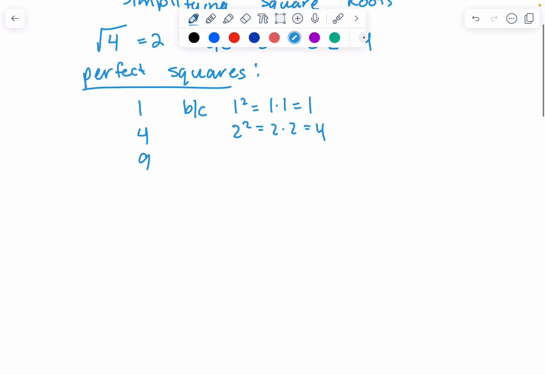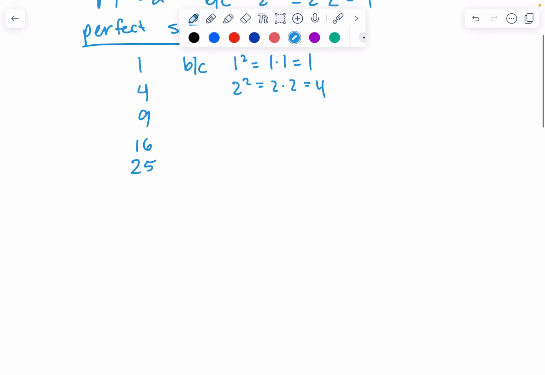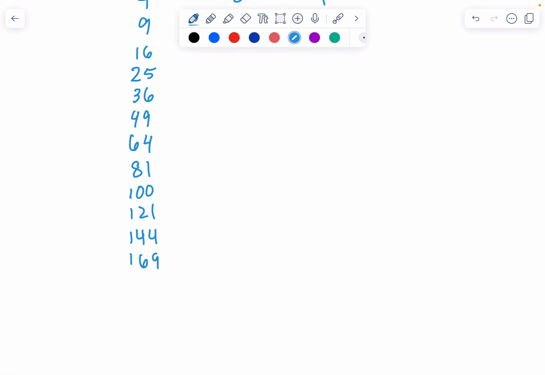Then 9 from doing 3 squared, 16 from doing 4 squared, 25, 5 squared, 36, 6 times 6, 49, 7 times 7, 64, 8 times 8, 81, 100, 121, 144, 169, 196, and 225. Those are the ones that you should have memorized or know. That's 15 squared, that's 14 squared, that's 13 squared, that's 12 squared, and you get the idea, okay?